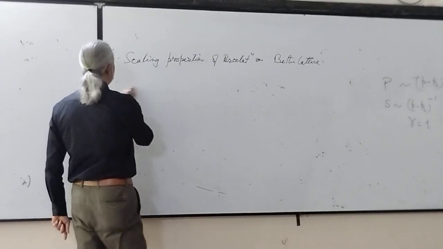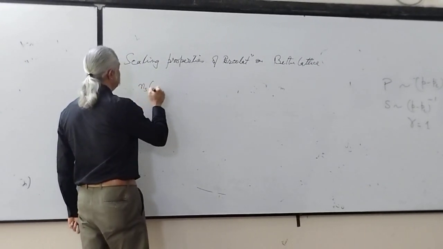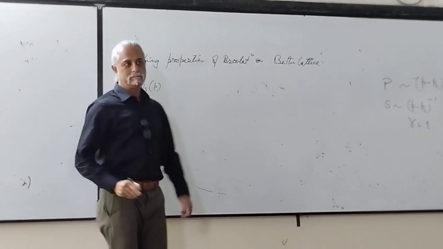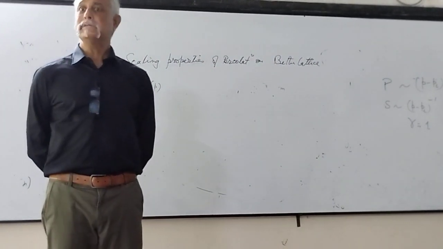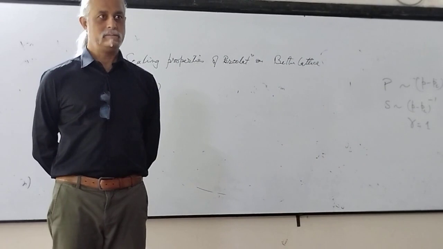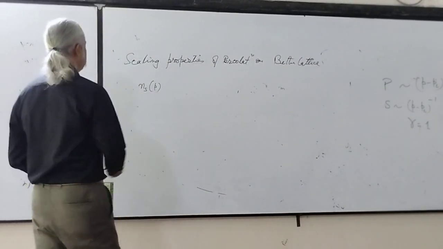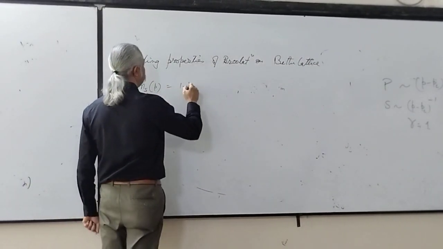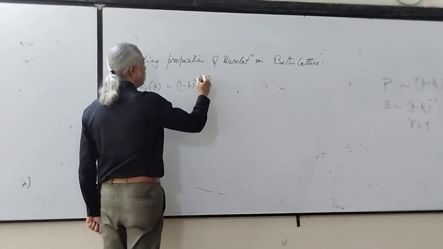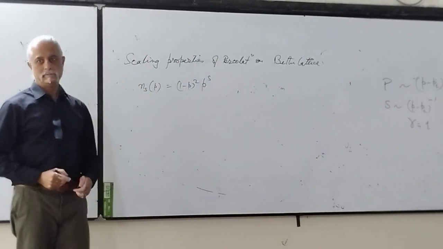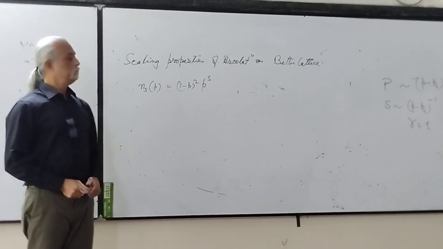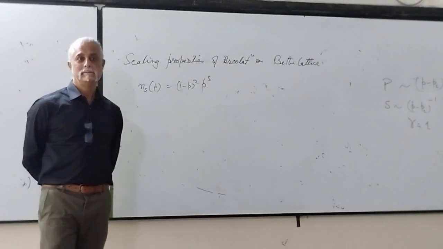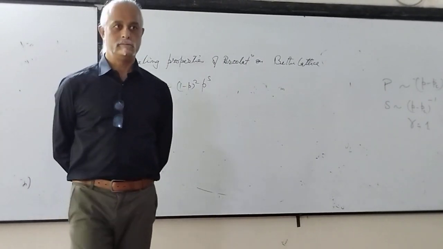Still we have to know what is NS(P) in brackets. In one dimension we know it, we solved it. And in one dimension it is simply (1 minus p) whole square p to the power s. But that is not the case in two dimensions. Why?